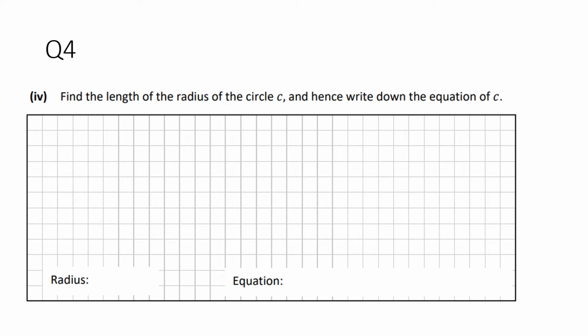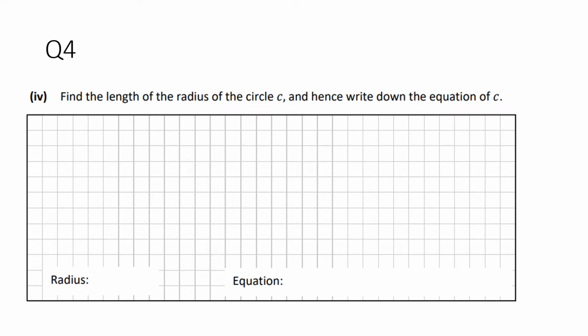And then for part 4, I've skipped the plotting one because it's a little bit difficult to show it to you on the diagram here. For part 4, you're asked to find the length of the radius of the circle and hence write down the equation of the circle. So what we're going to have to do here is find the length of the radius.